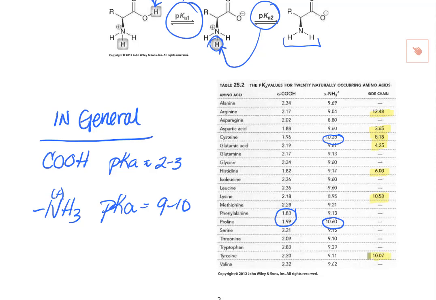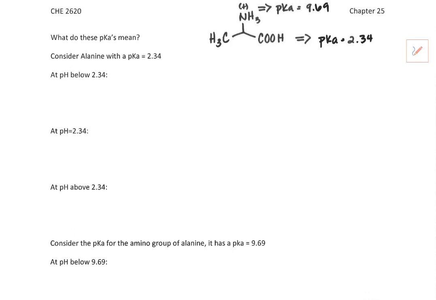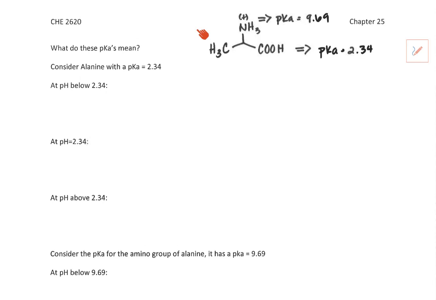So not every single one of these has a side chain that's going to have its own pKa. And we're going to talk about that as we start to look at the possible side chains. So let's start getting into what that pKa means for an amino acid. If we look at something like alanine, which is drawn off to the side over here for you.